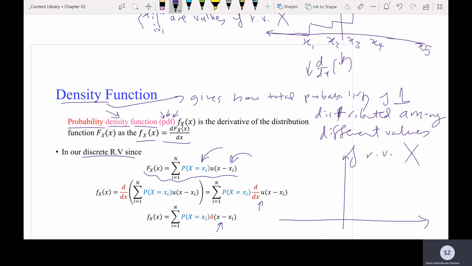I get a function that will look like this, with x1, x2, x3, x4, and x5. At x1, see how small this is. We have an amplitude of the probability that x equals x1. At x2, we have a small impulse. This is the probability that x equals x2. At x3, it was a bit bigger.